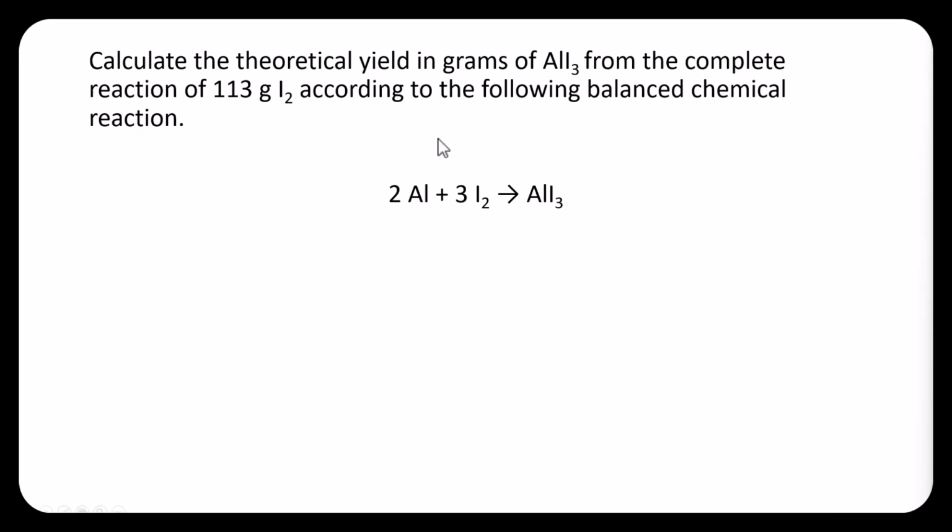The problem is: calculate the theoretical yield in grams of aluminum triiodide from the complete reaction of 113 grams of iodine, according to the following balanced equation. So stoichiometry, we're going to start this problem like we've started every stoichiometry problem. We're going to write down the information that's given.